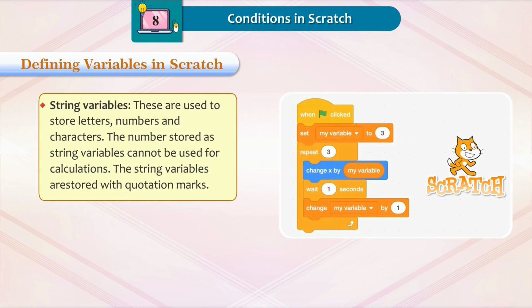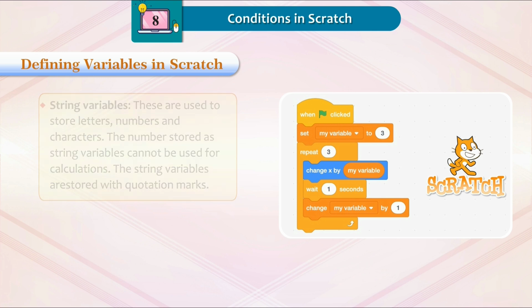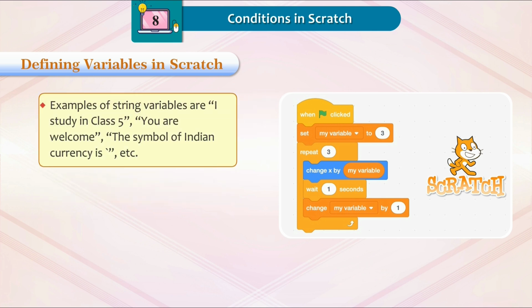These are used to store letters, numbers, and characters. The numbers stored as string variables cannot be used for calculations. The string variables are stored with quotation marks. Examples of string variables are "I study in class 5" in double quotes, "You are welcome" in double quotes, "The symbol of Indian currency is ₹" in double quotes, etc.